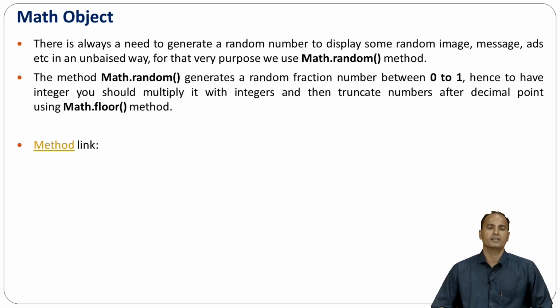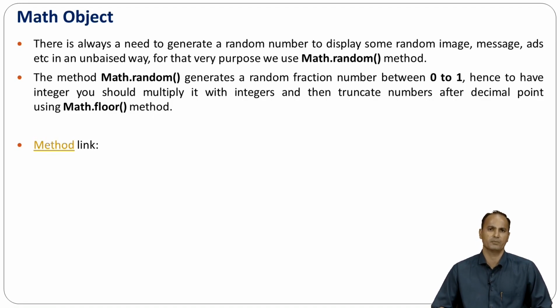There is always a need to generate a random number to display some random range, image, message, ads, etc. in an unbiased way. For that very purpose, we use the Math.random method. The method Math.random generates a random fraction number between 0 and 1. Hence, to have integers, you should multiply it with an integer and then truncate numbers after the decimal point using the Math.floor method.